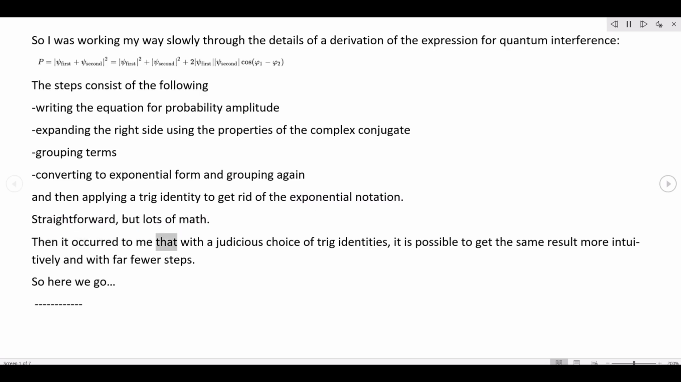Then it occurred to me that with a judicious choice of trig identities, it is possible to get the same result more intuitively and with far fewer steps. So here we go.